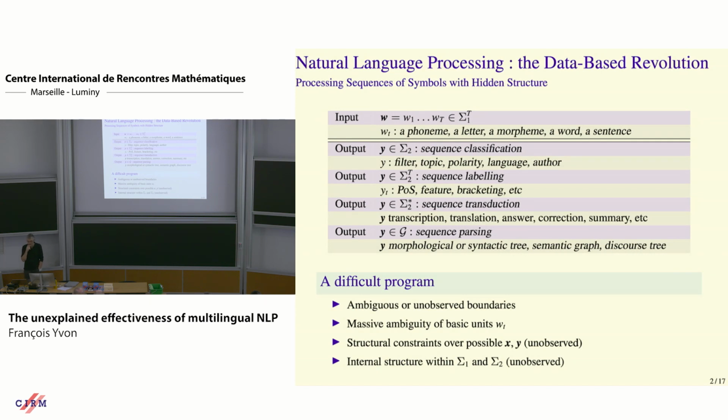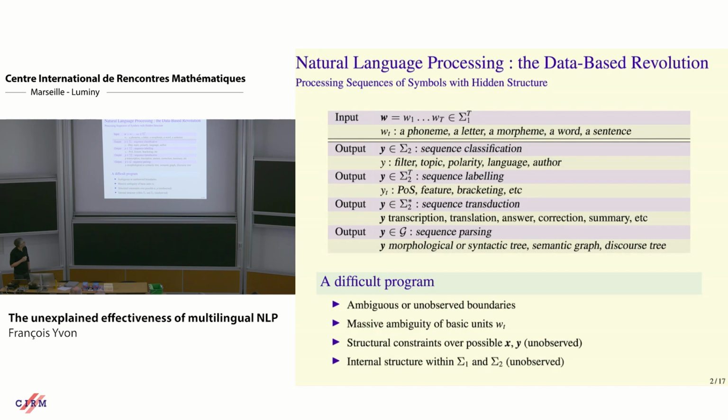This is difficult because, first, the boundaries in the input sequence are typically ambiguous themselves. The units we observe are massively ambiguous. Words, it's clear for words, have multiple meanings. And we also have an observed structural constraint, both in the input and the output space. So we don't observe, for instance, the underlying syntactic constraint. So this makes this problem difficult.